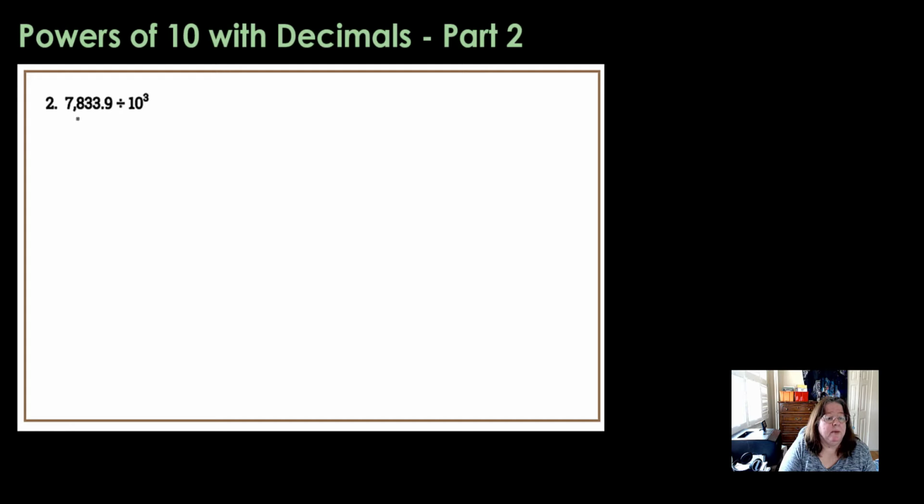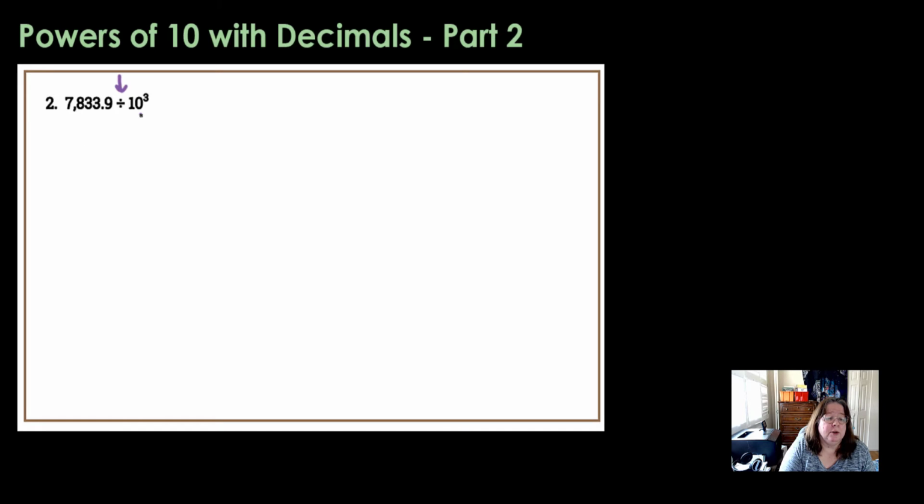So this time, we're dividing. I want to point that out. You always want to look to see whether you're multiplying or dividing or whatever operation there is. And we're dividing by 10 to the third power. So let's read the number: 7,833.9 divided by 10 to the third. Okay, so 7,833 and 9/10 divided by 10 to the third power.